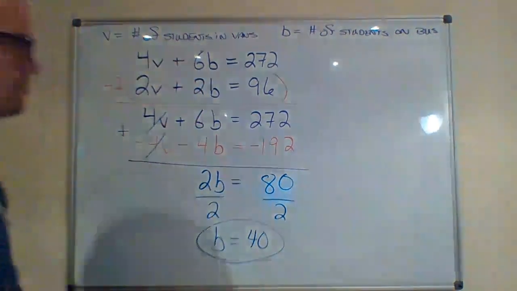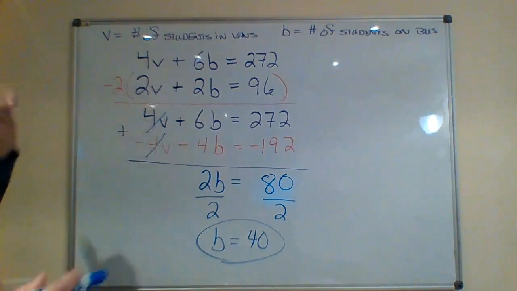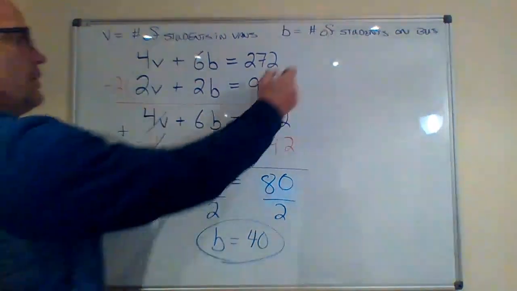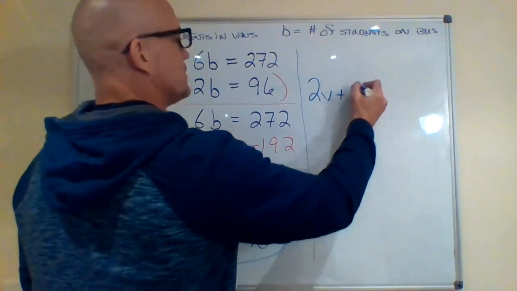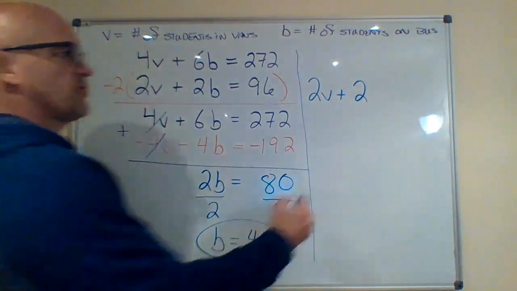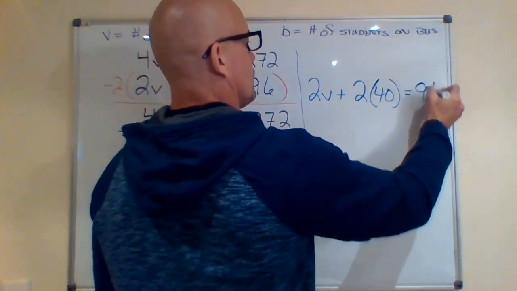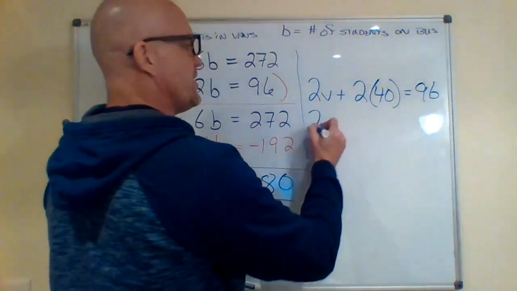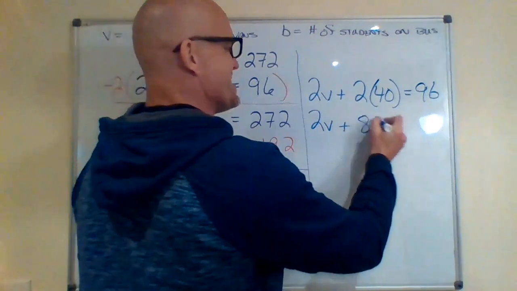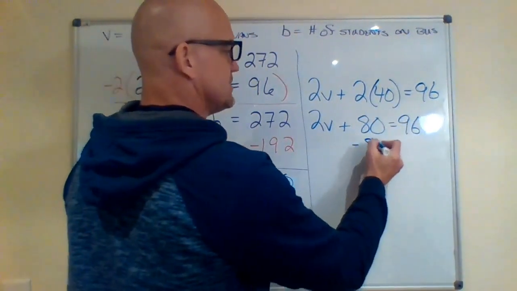Now that I have one variable, plug it back into one of the equations and solve. I have a feeling most of us would probably go for this one, a little simpler. So that one is now 2V plus 2B. Since I now know that B is 40, I can put the 40 in for B, equal to 96. That gets real easy real quick. 2V plus 80 equals 96. Subtract 80 from both sides.